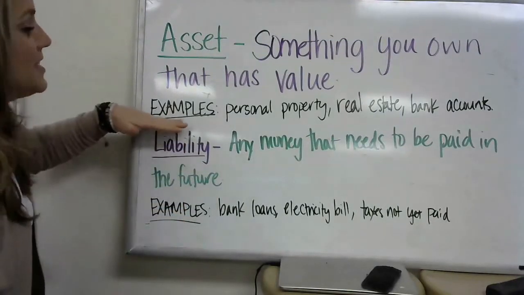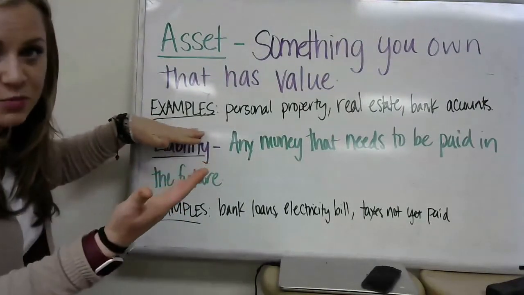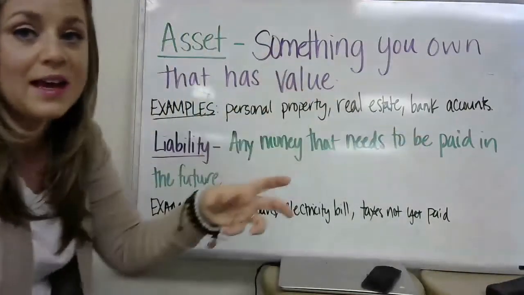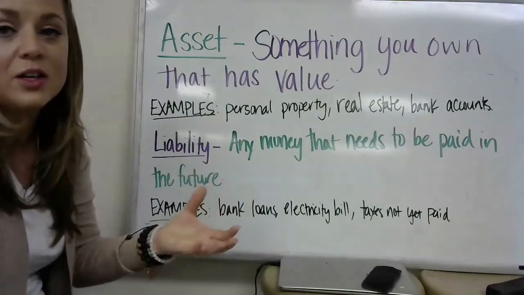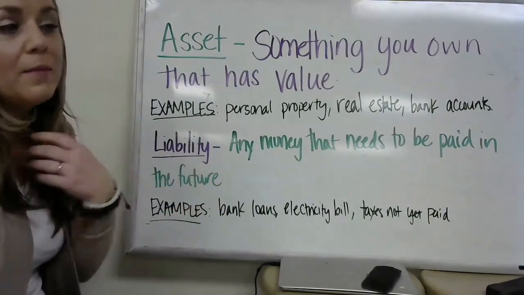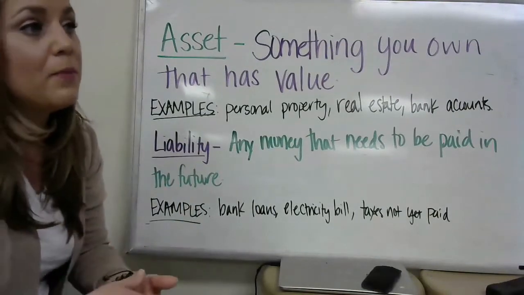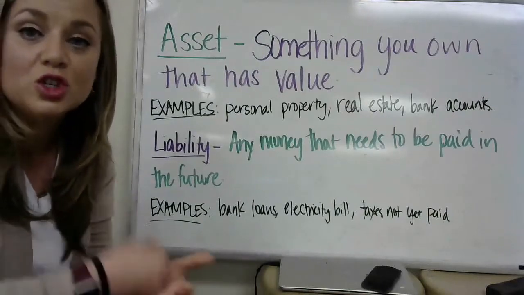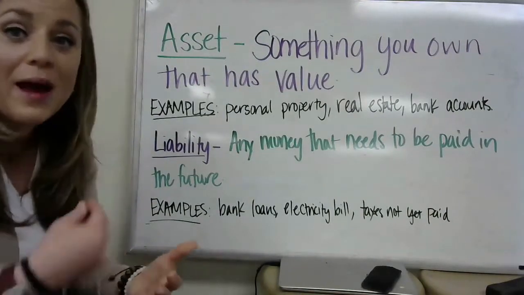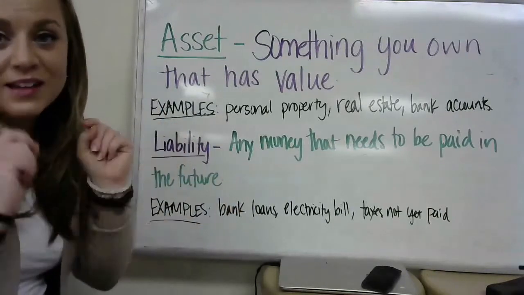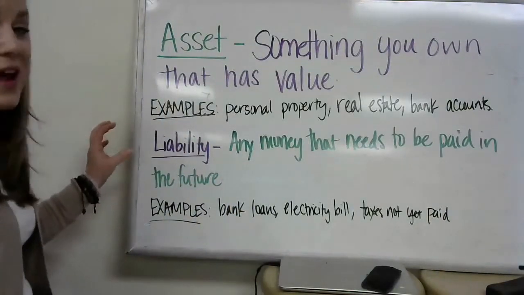Here are some examples of assets in real life: personal property, real estate, and bank accounts. Any bank accounts that you have, like savings accounts, checking accounts, cash money. Some people own guns. Some people own real estate, rent houses, things that you own that you're not paying for. You outright own them. You paid them off. That's an asset.